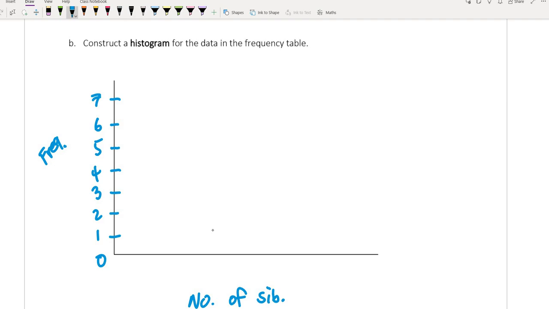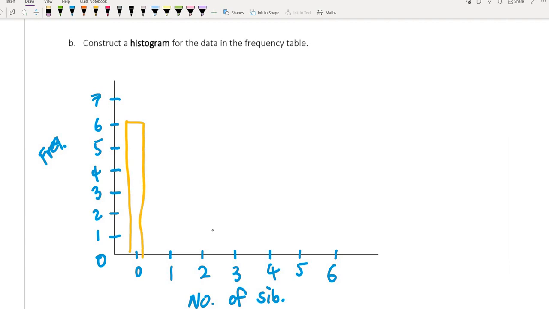0, 1, 2, 3, 4, 5, 6. So 0, 1, 2, 3, 4, 5, 6. And then we know there were 6 zeros.